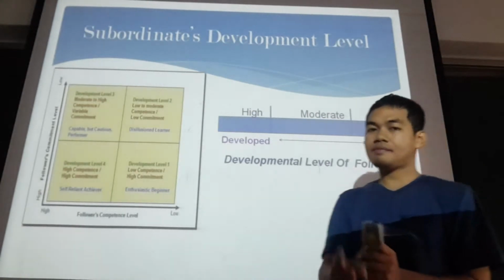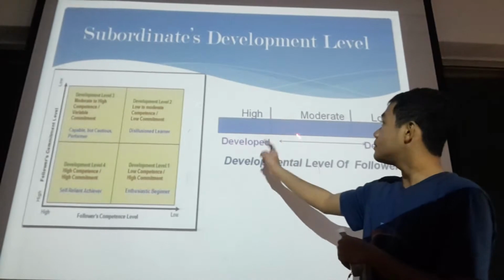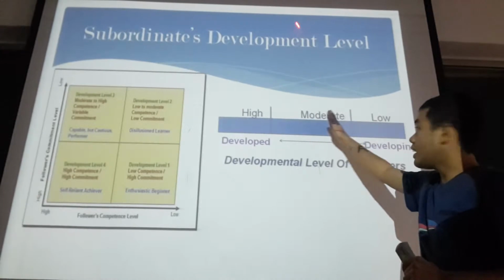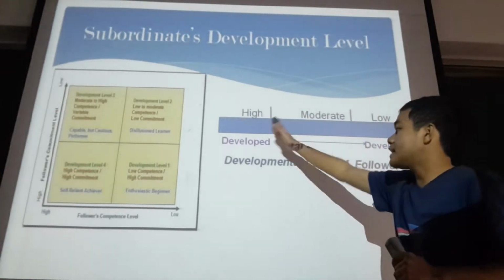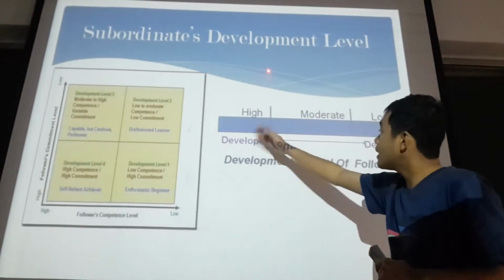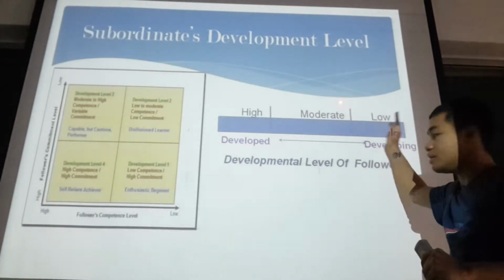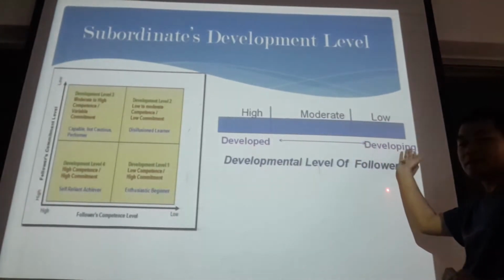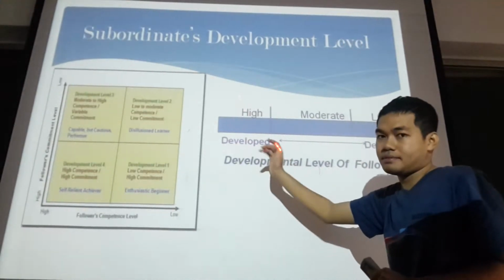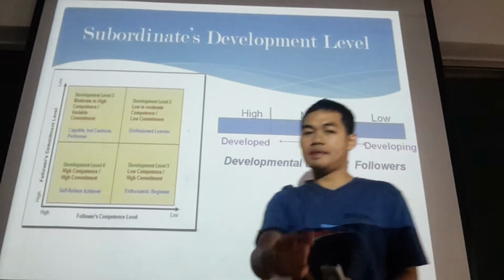The first thing you need to know is the subordinate development level. Here you have three points: high, moderate, and low. High means their commitment and also their competence are at a high level, this is the middle level, medium level, and this is a really low level. They need development, more development. And here they need some development. You got the point. This is the development level of followers. After this, let's take a look here.